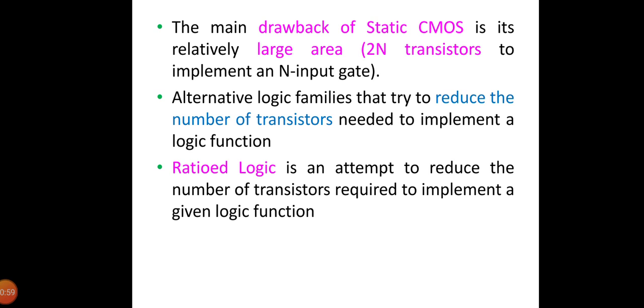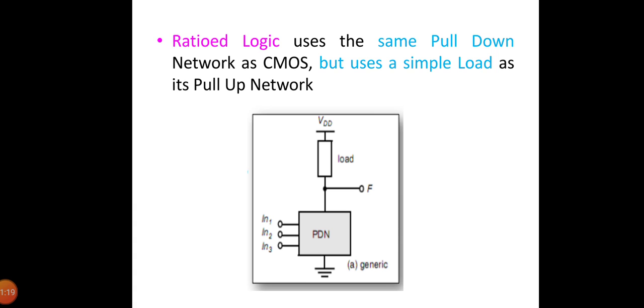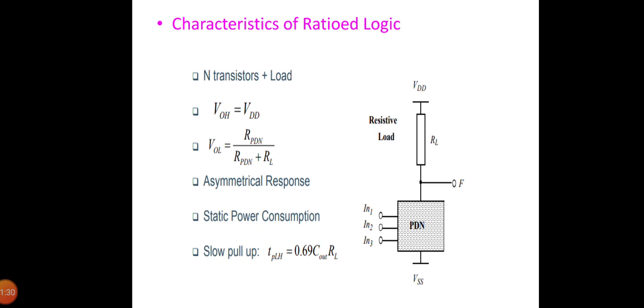The main drawback of static CMOS is its relatively large area, which requires at least 2N transistors to implement an N-input gate. Alternative logic families try to reduce the number of transistors needed to implement a logic function, and ratioed logic is an attempt to do this. So it uses the same pull-down network as CMOS but uses a simple load as its pull-up network. So it is seen here. The pull-up network is replaced by a single load.